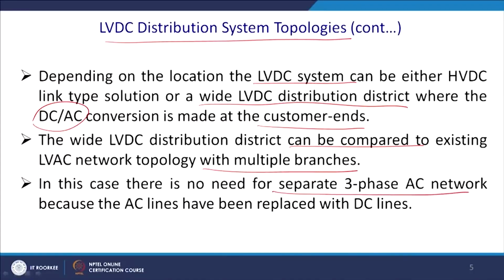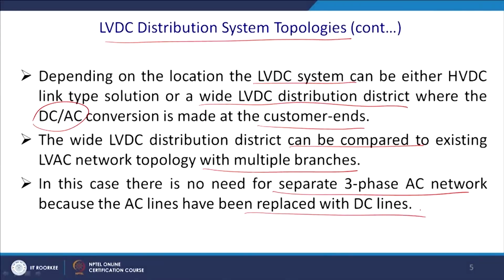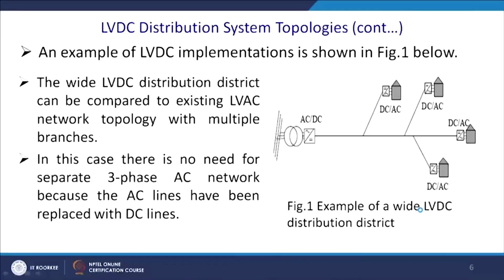In this case, there is no need for a separate 3 phase 3 wire. You require only the return path, you need not have the 3 wire system, because the AC line has been replaced by the DC line and no neutral is needed. For this reason, this is one of the architectures.